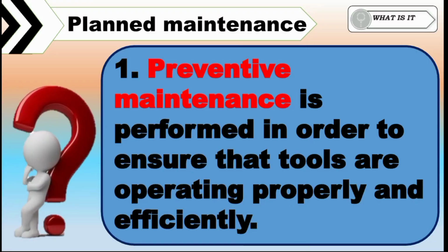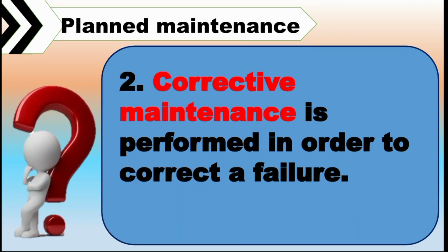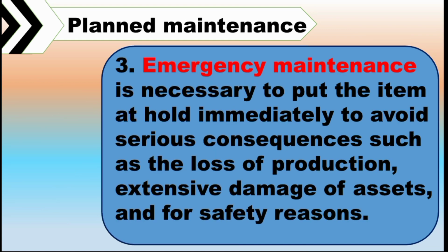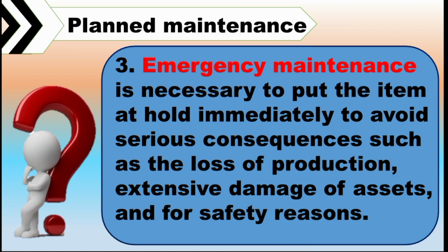Planned maintenance. Number 1. Preventive maintenance is performed in order to ensure that tools are operating properly and efficiently. Okay? And then, another planned maintenance is corrective maintenance is performed in order to correct a failure. And then number 3, emergency maintenance is necessary to put the item at hold immediately to avoid serious consequences such as the loss of product, extensive damage and asset, and for safety reason.